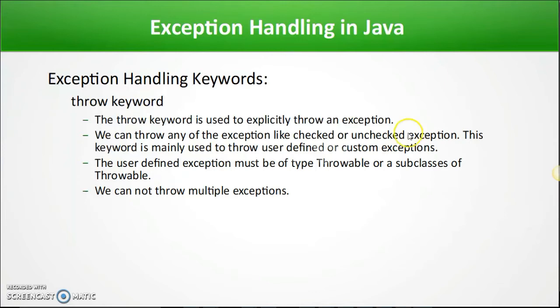We can throw any exception, checked or unchecked. This keyword is mainly used to throw user defined or custom exceptions. The user defined exception must be of type Throwable or a subclass of Throwable. We cannot throw multiple exceptions here; with the throw keyword we can throw a single exception only. All the exceptions we have already discussed are already given in the system, in the Java API. But the user defined exceptions need to extend Throwable or one of its subclasses.